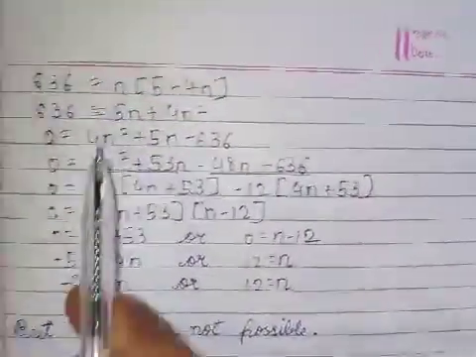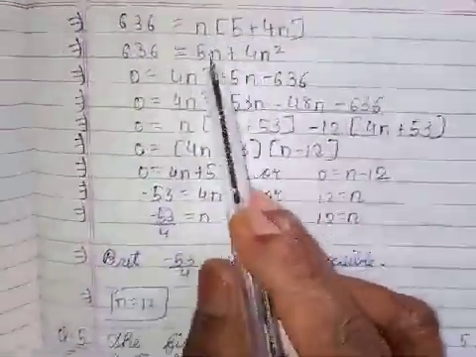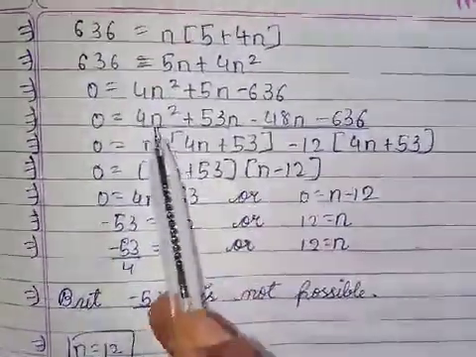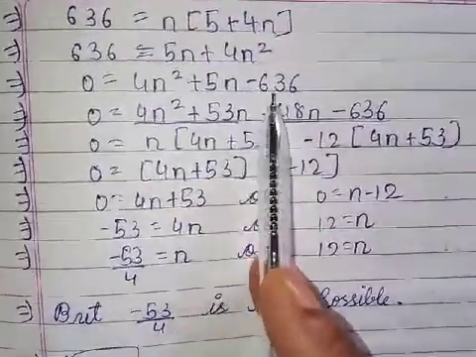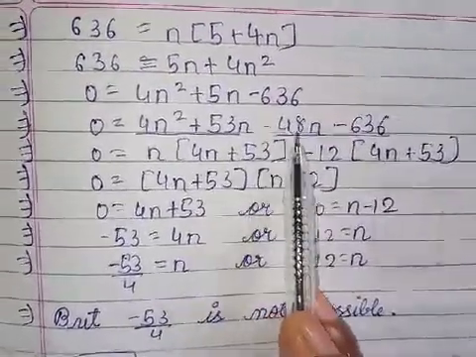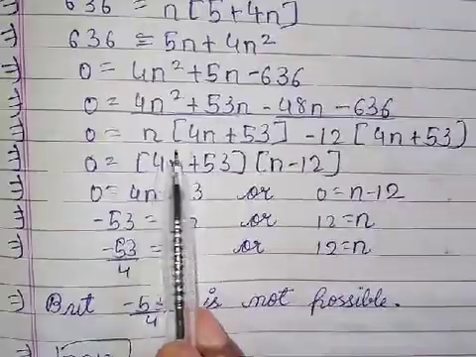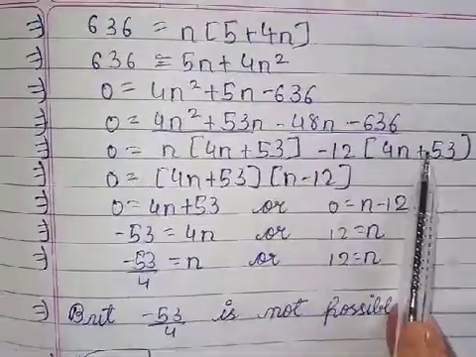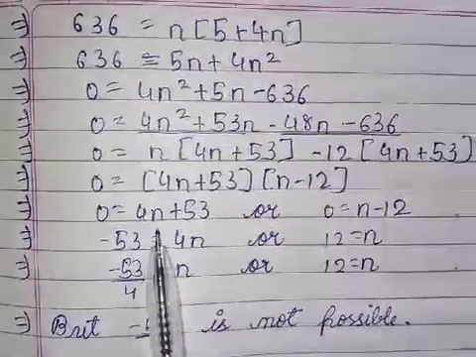So what you get here is 636 is equal to n into (5 plus 4n). If you multiply inside, 5 into n is 5n, and n into 4n is 4n square. Take all the terms to one side. So we get 4n square plus 5n minus 636. Factorize this. You know this factorization. What is common? n. So (n plus 53) in one bracket, and the next bracket is (n minus 12).